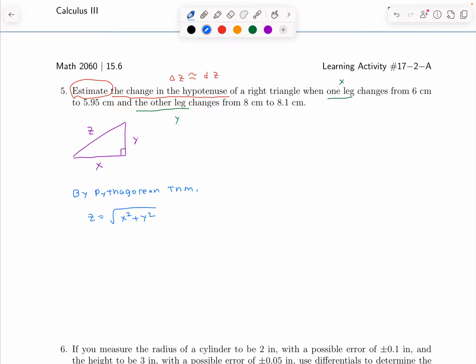So the total differential right here should be partial Z over partial X times dx plus partial Z over partial Y times dy. You can write this as X squared plus Y squared to the 1/2, and then you apply the power rule. So I should have X over the square root of X squared plus Y squared times dx plus Y over the square root of X squared plus Y squared times dy.